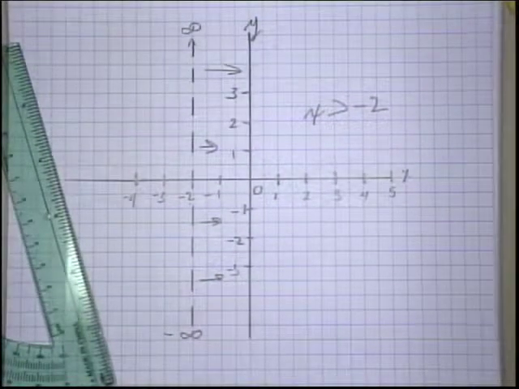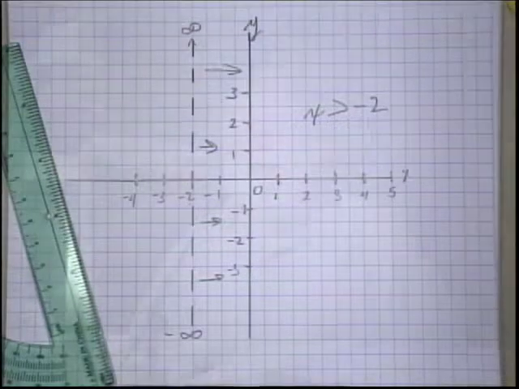So that was pretty easy. That's an easy graph. Now let's do the next one. I'll do this on a different graph sheet paper. This is y is less than or equal to 3.